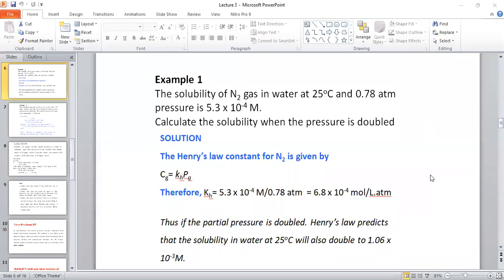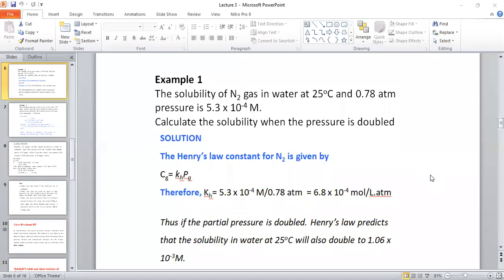So you can see that in the problem given to you, you're not given the Henry's constant, but you see that in the equation, you need Henry's constant to do the calculation. So the first thing you need to do is to calculate your Henry's constant. You have everything here to calculate it.